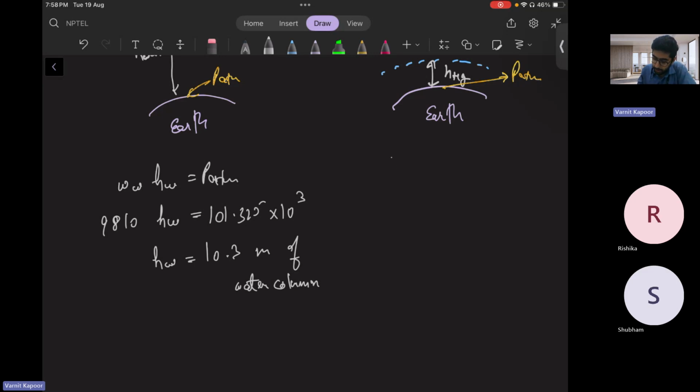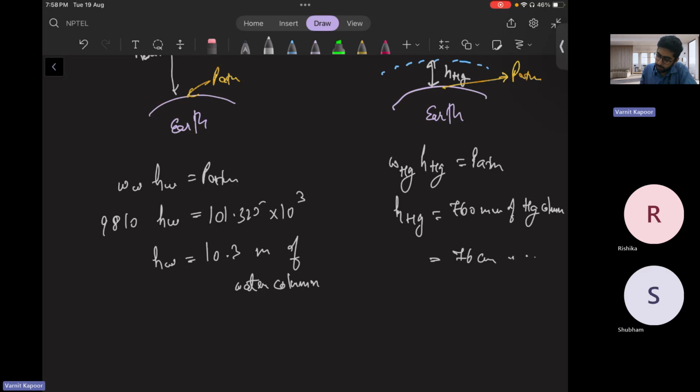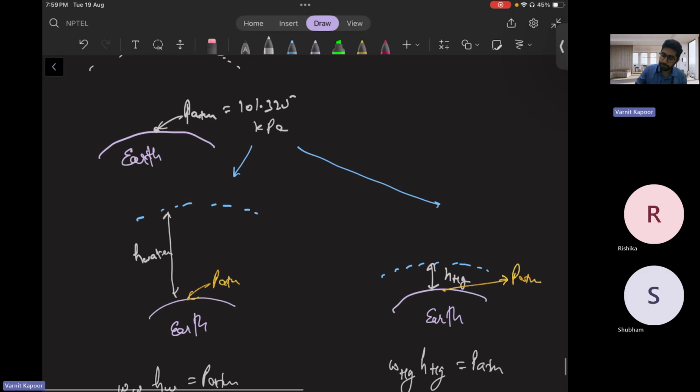Whereas here, specific weight of mercury into H of mercury is P atmosphere. So H of Hg will be 760 mm of Hg column, that is 76 centimeter of Hg column. It's a very small height, even less than a meter. That is why manometers of mercury are used to measure the atmospheric pressure, as an equivalent system of air in mercury.